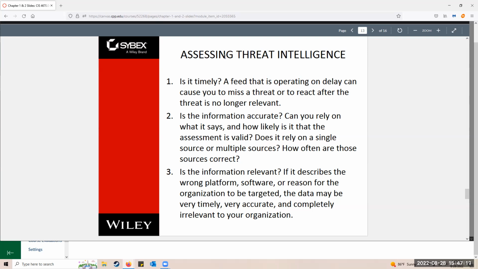Is the information relevant? If it is, how does it describe X? Is this a problem to a prototype? Is this a problem to a new program? Is this a problem to XYZ? Right?